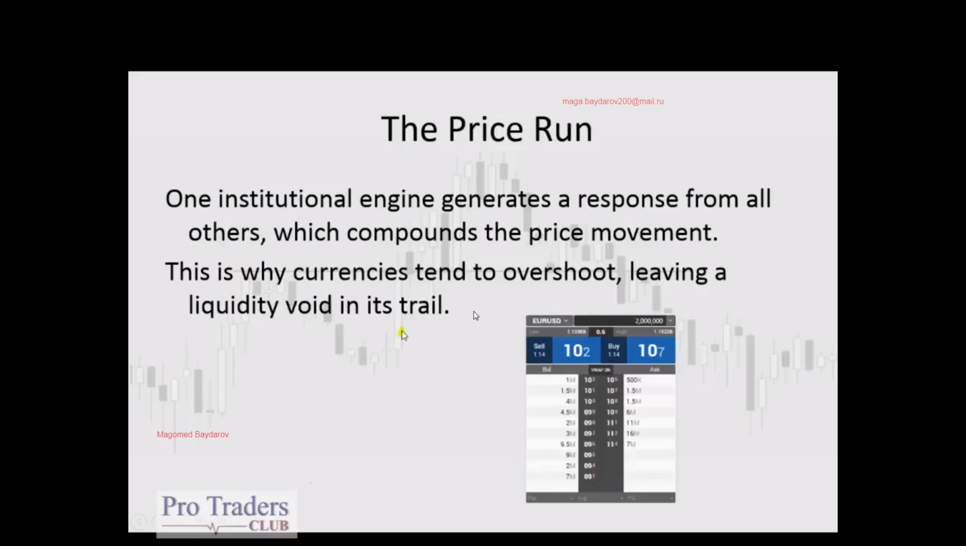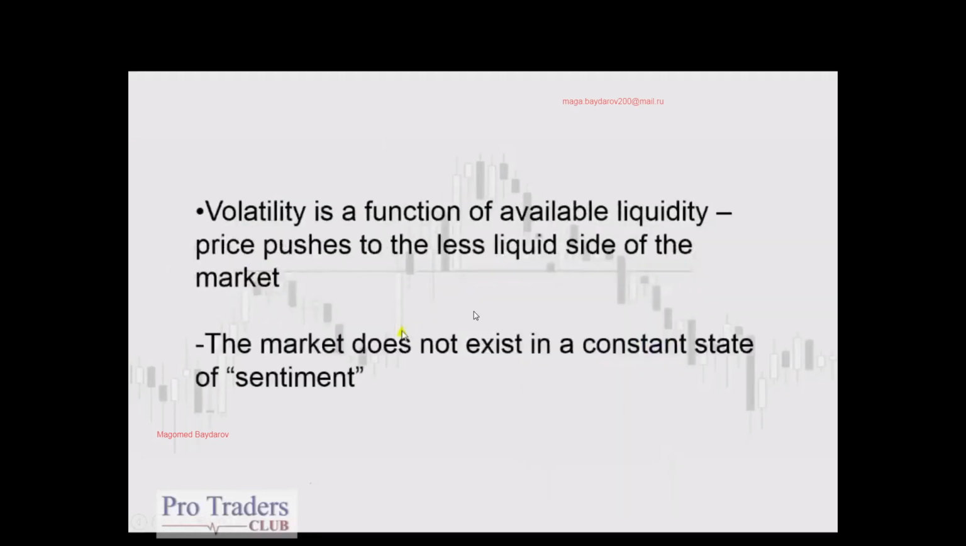So let's talk about the pricing engine. First of all, it's important to understand, and I'm going to say that a lot, you will hear me say virtually countless times that volatility is a function of available liquidity. Price pushes to the less liquid side of the market. And the price movement is environment related.